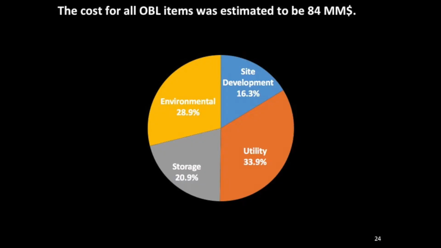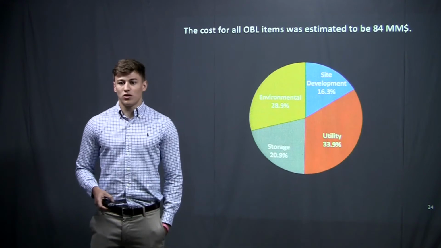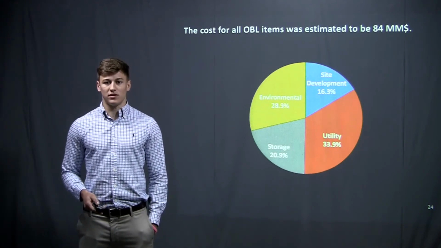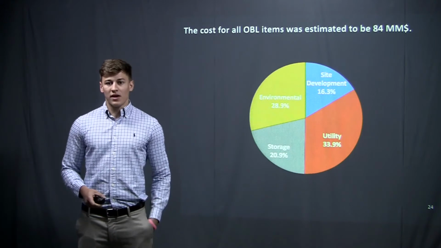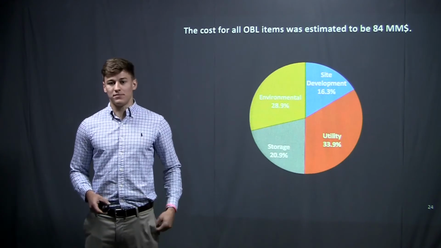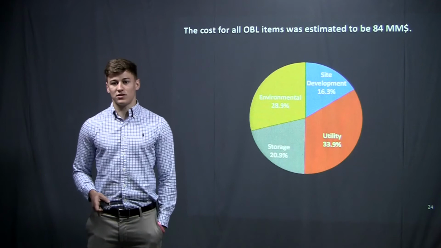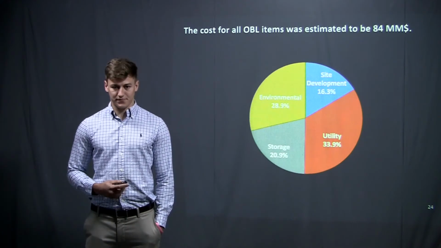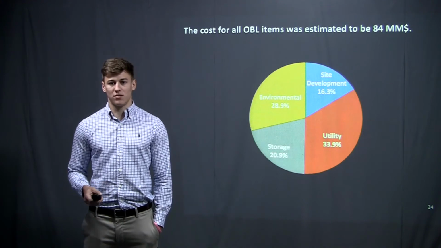Next we're going to talk about the outer battery limit, known as the OBL, and this is around $84 million for the plant, so it's much smaller than the IBL. As you can see, it's broken down into utility, storage, environmental, and site development. For the utility, this is just the fuel cost. This is basically just the fuel used to heat up the system.